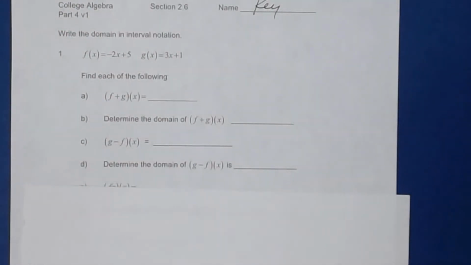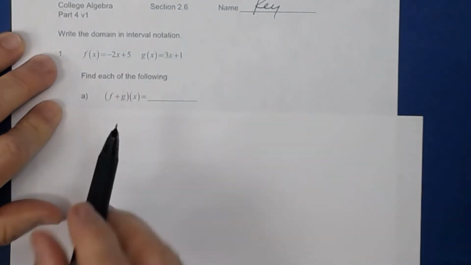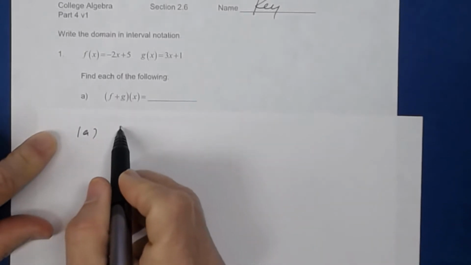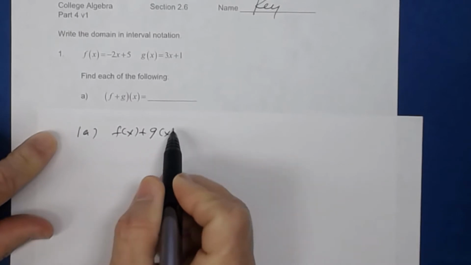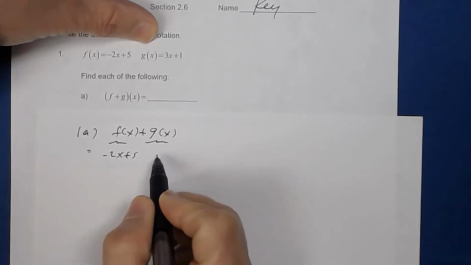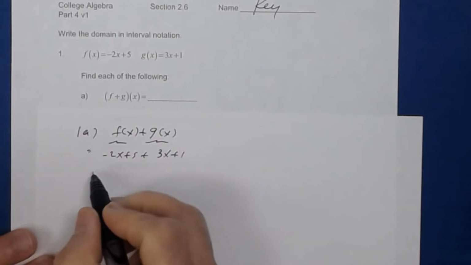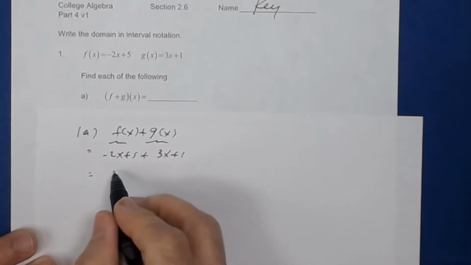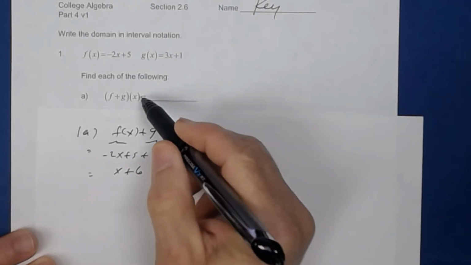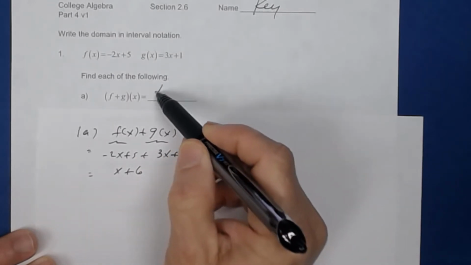Let's go ahead and look at number 1. You're given these two functions, and you want to add them. Remember, by definition, this means f of x plus g of x. f of x is negative 2x plus 5. g of x is 3x plus 1. I don't need any parentheses here because I'm just adding. Combining like terms, negative 2x and 3x is x, 5 and 1 is 6. So I add them up and get a new function, x plus 6.